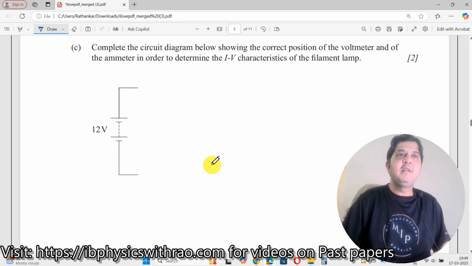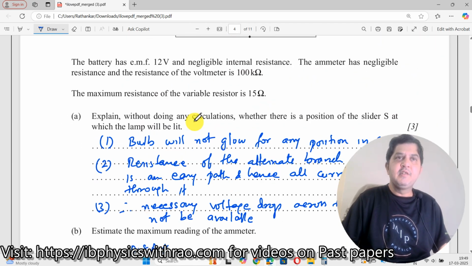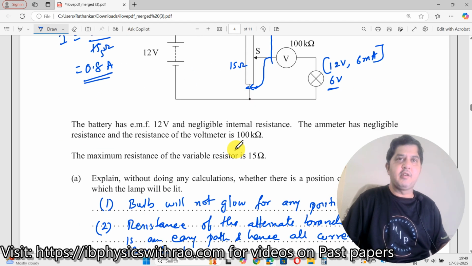Then complete the circuit diagram below showing the correct position of the voltmeter and of the ammeter in order to determine the IV characteristics of the filament lamp. What is the circuit? I mean, nothing is given over here. What I will do is I'll copy from here. What all do I have? I have a resistance like this, and I will have a voltmeter, and I have an ammeter over here. So how do I put it across?